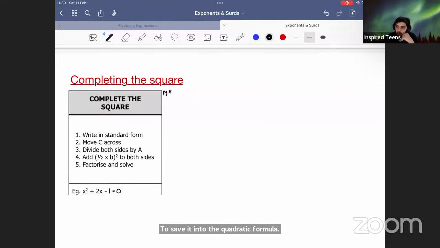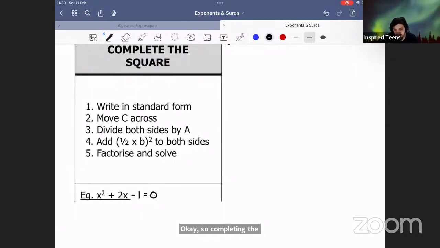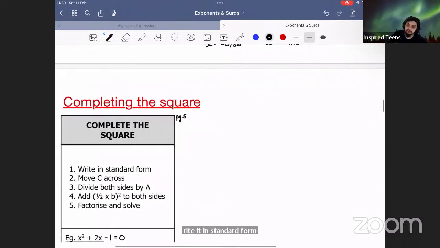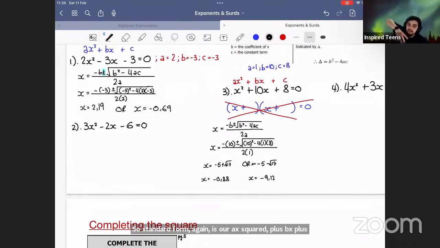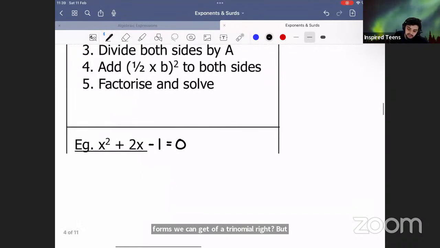Okay, let's talk about completing the square. So completing the square, firstly, it says step number 1, write in standard form. So step number 1 is write it in standard form. So standard form again is our ax squared plus bx plus c. If you remember from parabola, there's like turning point form and other forms. Maybe here we have like root form, whatever different forms we can get of a trinomial, right? But they say it needs to be in standard form. Okay, so we have this that's in standard form.